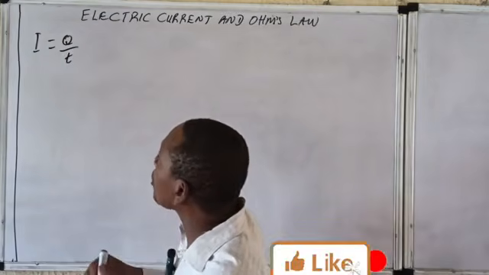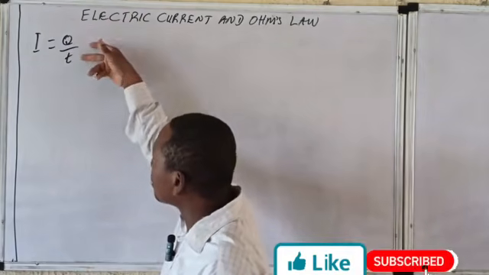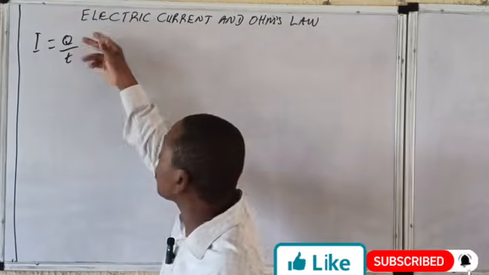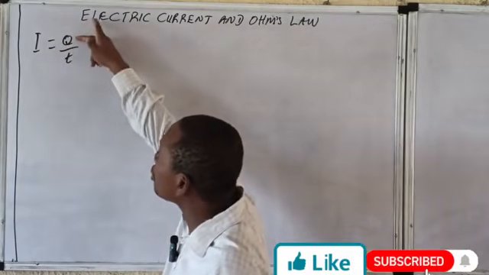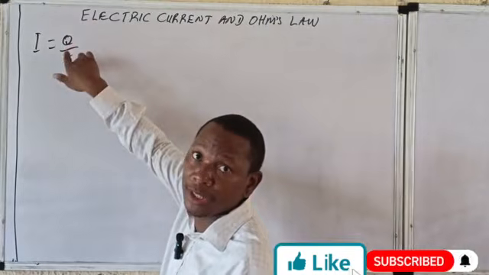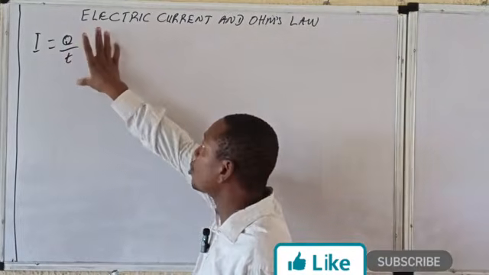In some cases, because we are talking about net charge through a particular period, sometimes you put dq/dt, which means change in q over change in t. So note this fact.